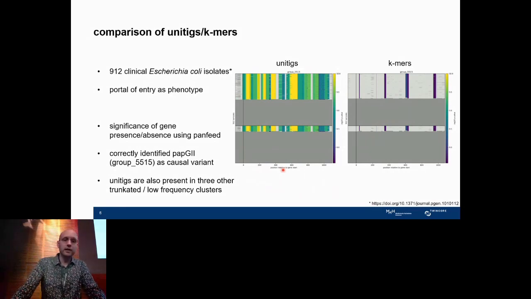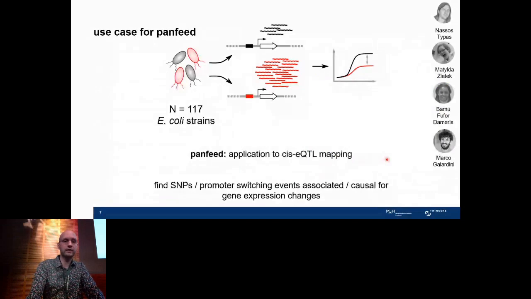Something that I also want to highlight is the work of my colleague Bamu Fufodamaris, and she's investigating genetic variants in promoter regions being associated to an upregulation or downregulation of the gene expression. For that, she's using a data set of 117 E. coli strains, for which the gene expression was compared to E. coli K12. The data set was produced by Nossos Typers, Matilda Zitek, and Marco, my supervisor.